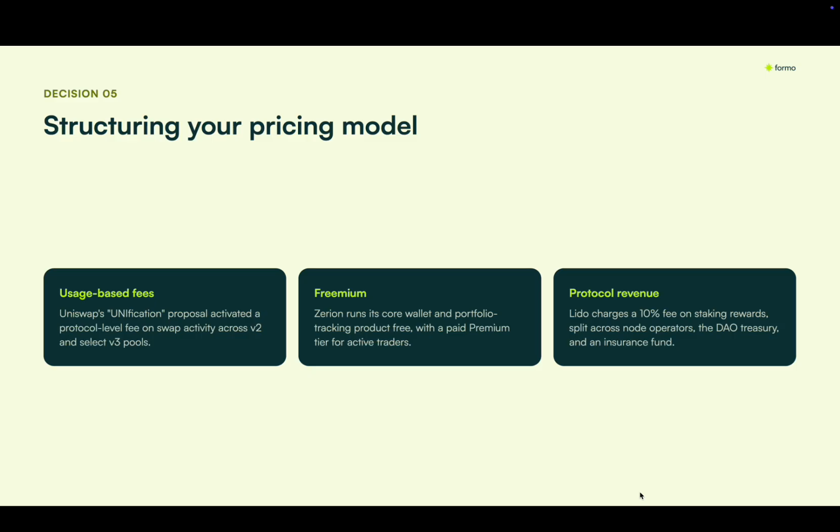Pricing is another core GTM decision. Crypto products commonly use usage-based fees, freemium models, or protocol revenue. Uniswap activated a protocol-level fee on swap activity across V2 and select V3 pools. Zerion runs its core wallet and portfolio tracking product free with a paid premium tier for active traders. Lido charges a 10% fee on staking rewards, split across node operators, the DAO treasury, and an insurance fund. The right model depends on how users receive value from the product.